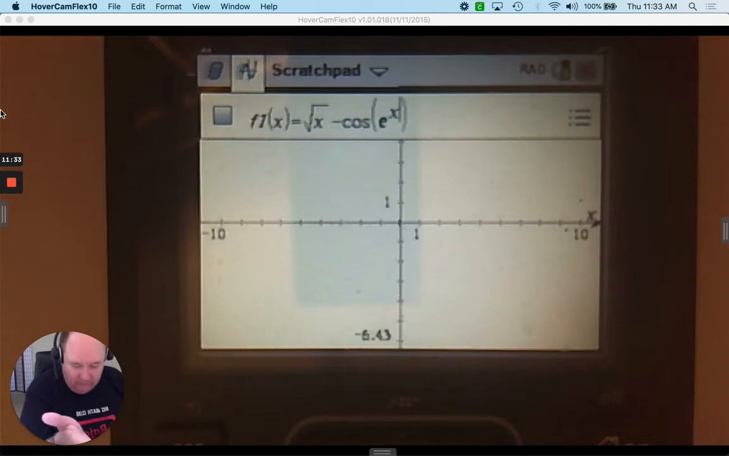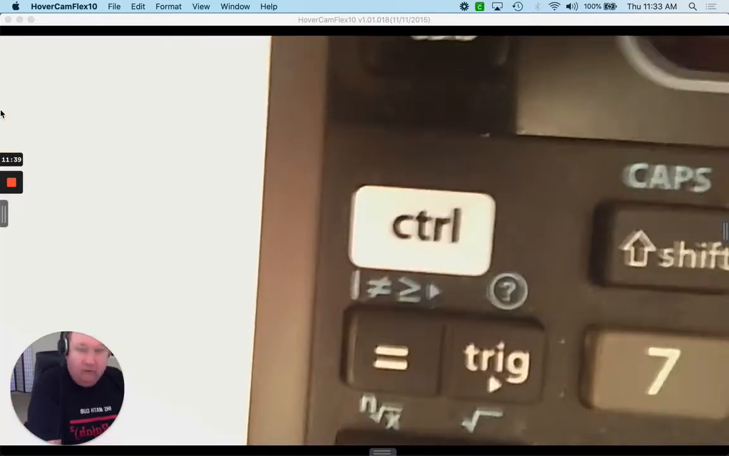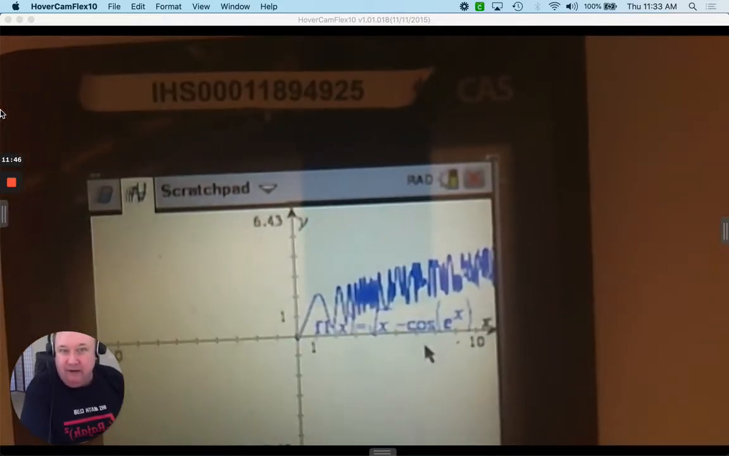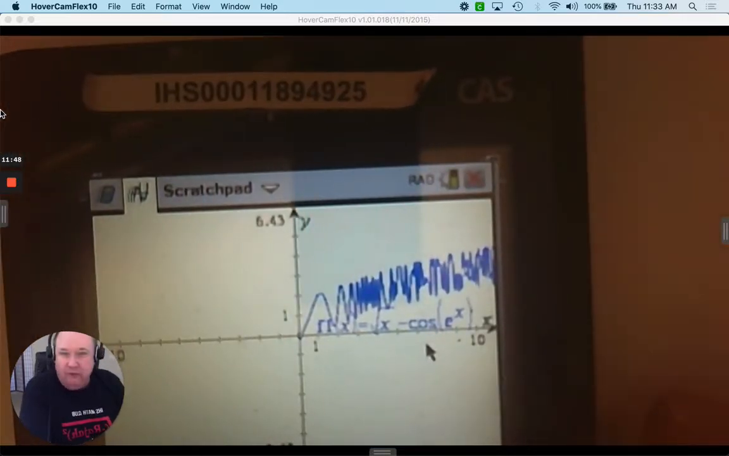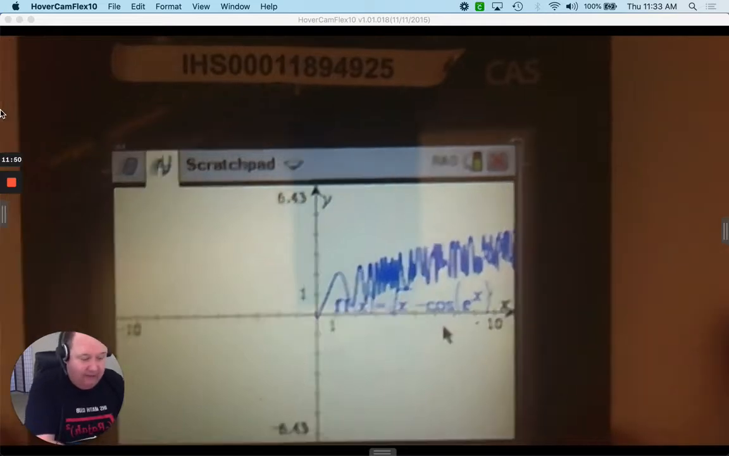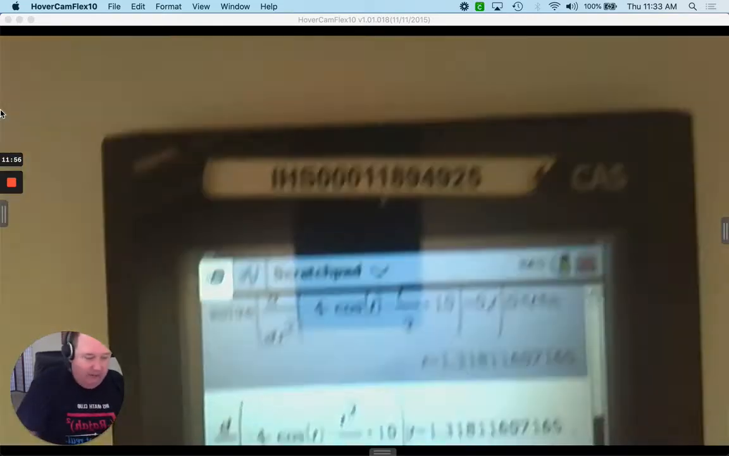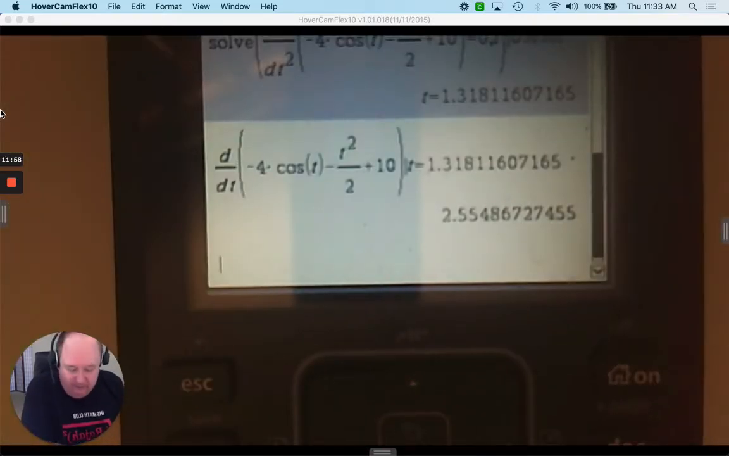So the square root of x, subtract cosine e to the x. Make sure you press this e right here, right? Don't press the e on the bottom of the keyboard. So isn't that a fun looking graph right there? It kind of squiggles up to the right, but it's defined now. That's what I wanted. Press the toggle button for the calculator. And now I can use it without having to retype it in more than once.